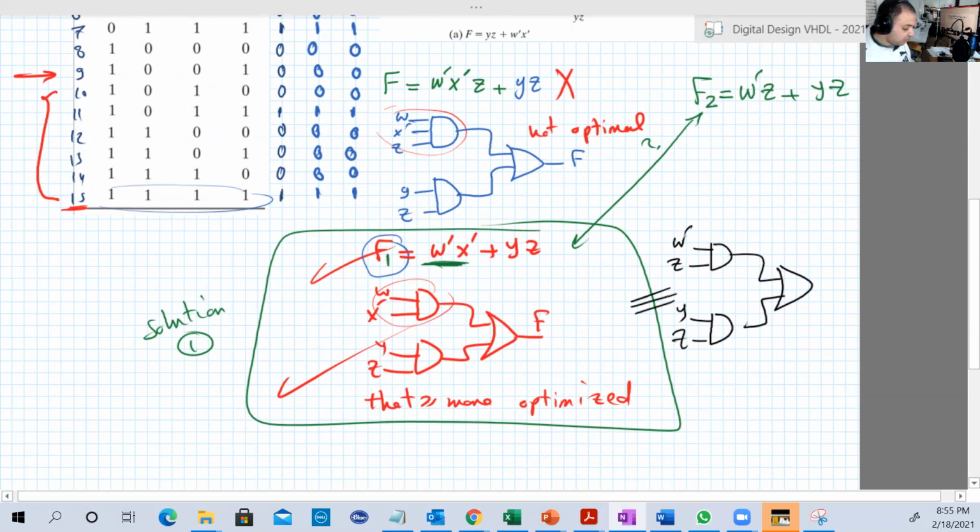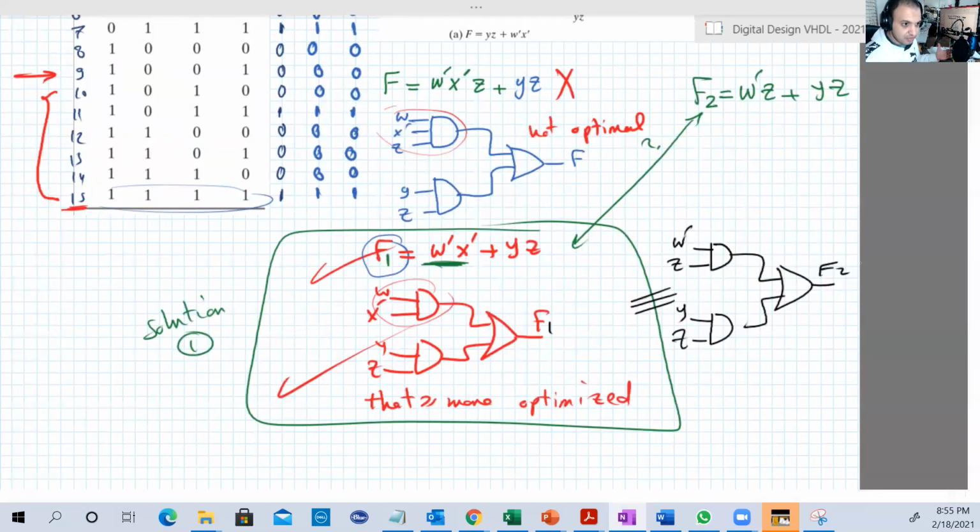This is equivalent to this. Not equivalent in the same input sense, it's the same output, of course. This is F1, this is F2. I mean, F1 and F2 are legitimate representations of F. Okay? They are both equivalent to F. Although we have different inputs, we have two AND gates. We have here two AND gates, one OR gate, and each AND gate has two inputs, not three inputs like this one.